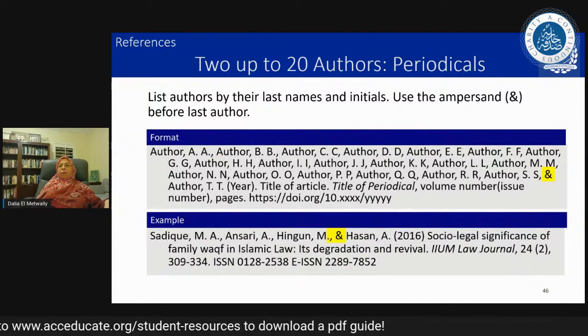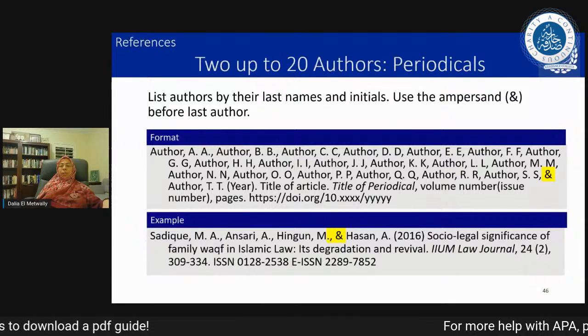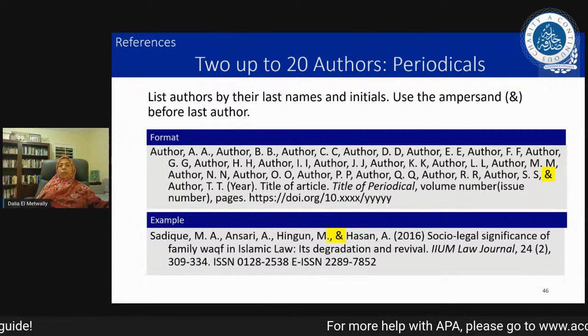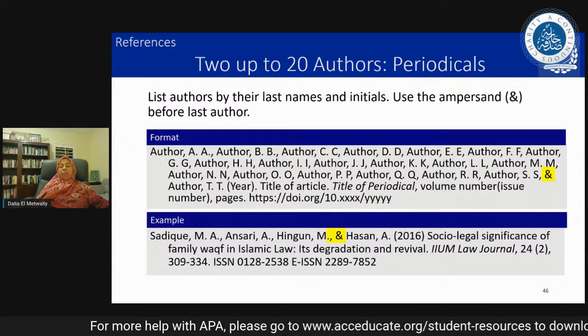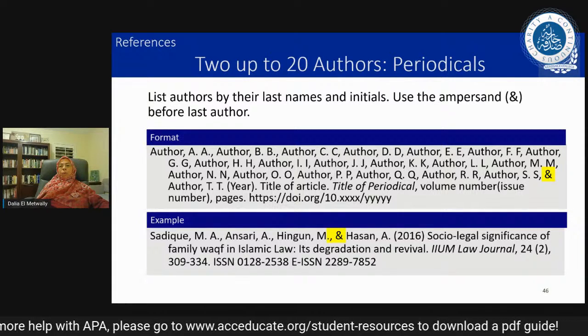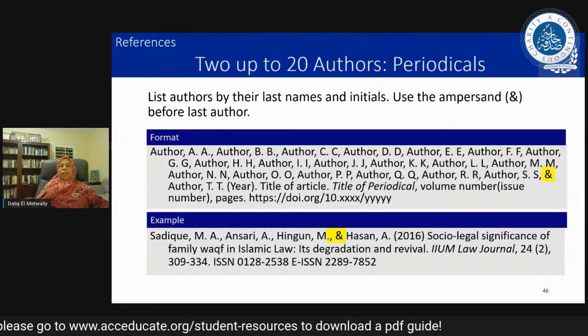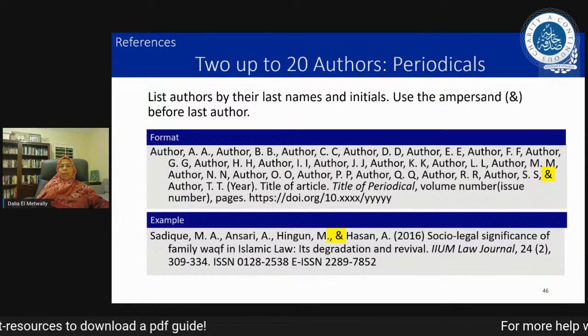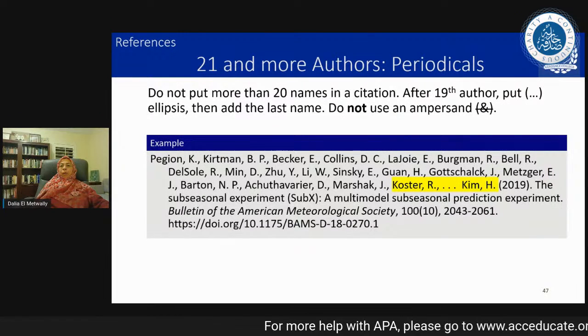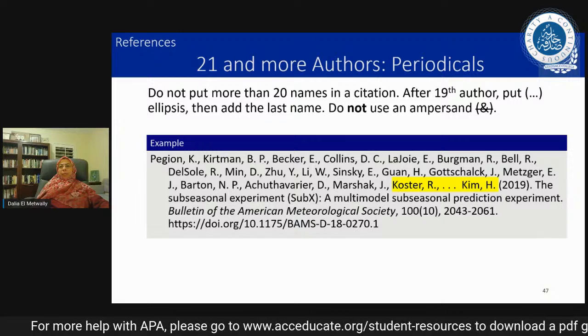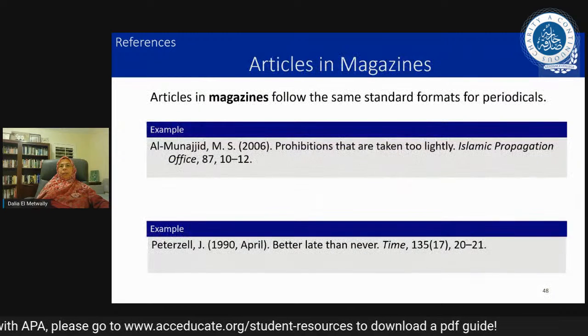Up to 20 authors, I've already explained to you. See, it looks crowded. This is what I was explaining to you, and this is a change from the 6th edition. So we're really looking here at this, and you'll find the ampersand right before the last name. 21 authors, I've already explained all of that. This is the ellipsis I told you about, no ampersand.